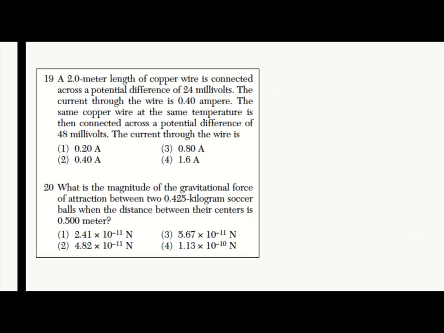All right, number 19, here we got another electricity question with more copper wires. All right, so let's see. Here we got a 2 meter length copper wire connected to a potential difference of 24 millivolts. The current through the wire is 0.4 amps. Same copper wire, same temperature, now through a different voltage. And now we're gonna see how the current is changed when you double the voltage. So here we're looking at our Ohm's law equation, V equals IR. So we are looking at the relationship specifically between voltage and current. R is constant because we're not changing anything about our copper wire. So now it's just V and I.